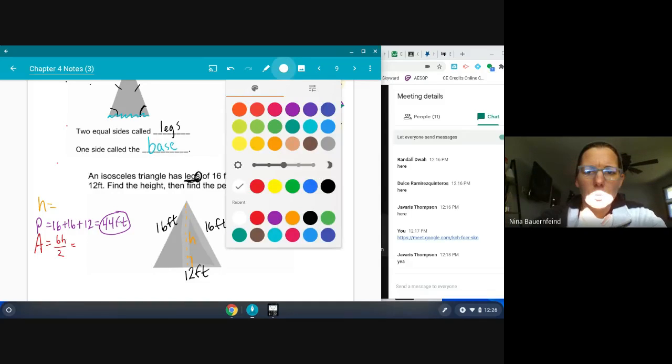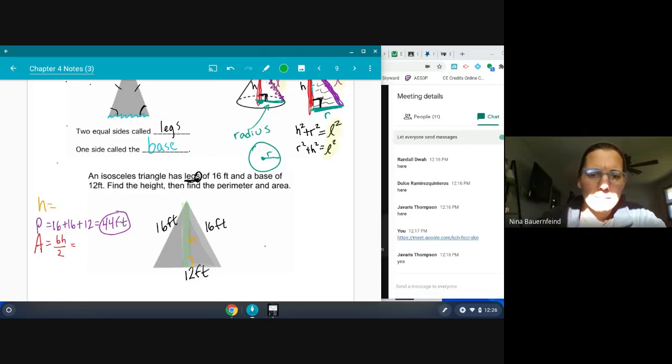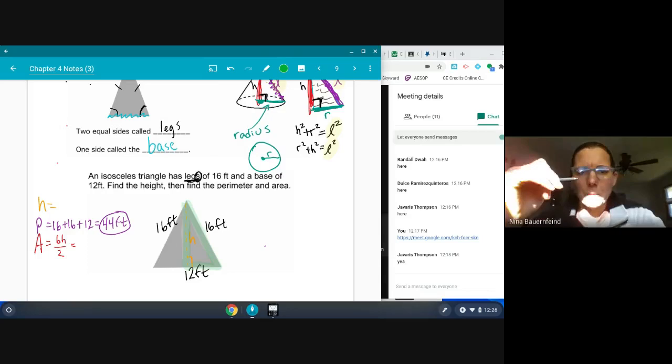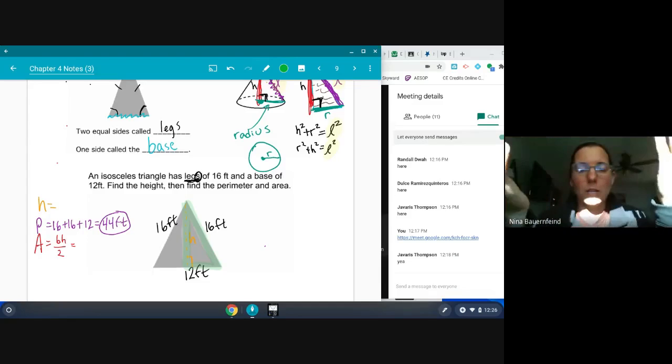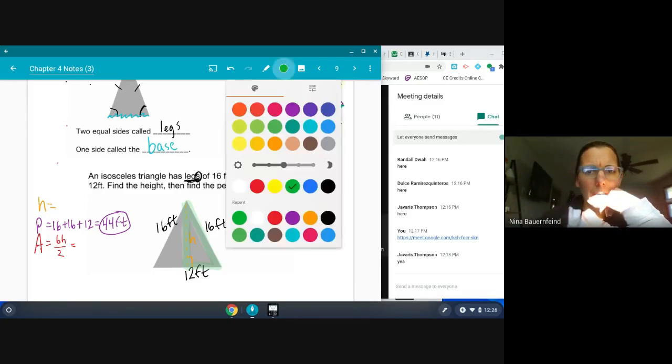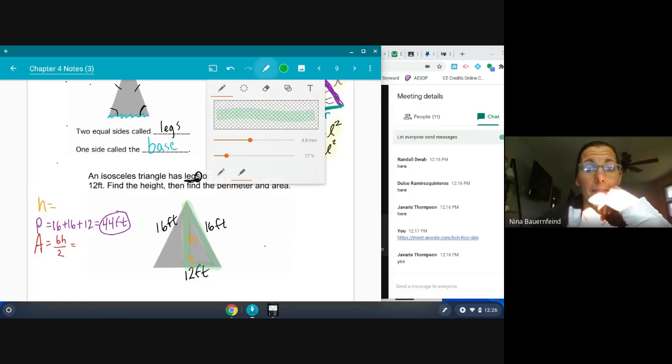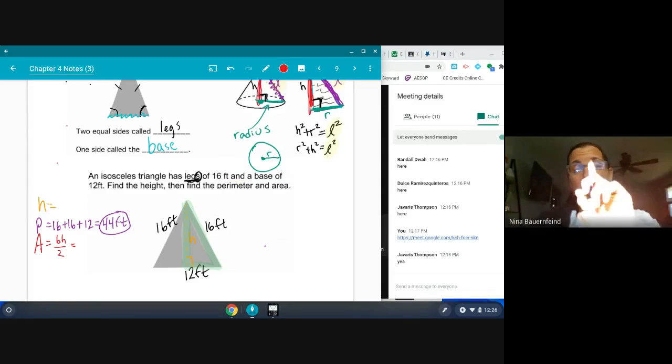That was a terrible color. So we're going to split that into basically 2 right triangles. And we're basically cutting the bottom in half. So if the bottom was 12 feet, now this is like 6 and 6. I'm going to pause there. Do you understand why that is 6 and 6? Yeah. Okay. We'll just take this number and divide it by 2.